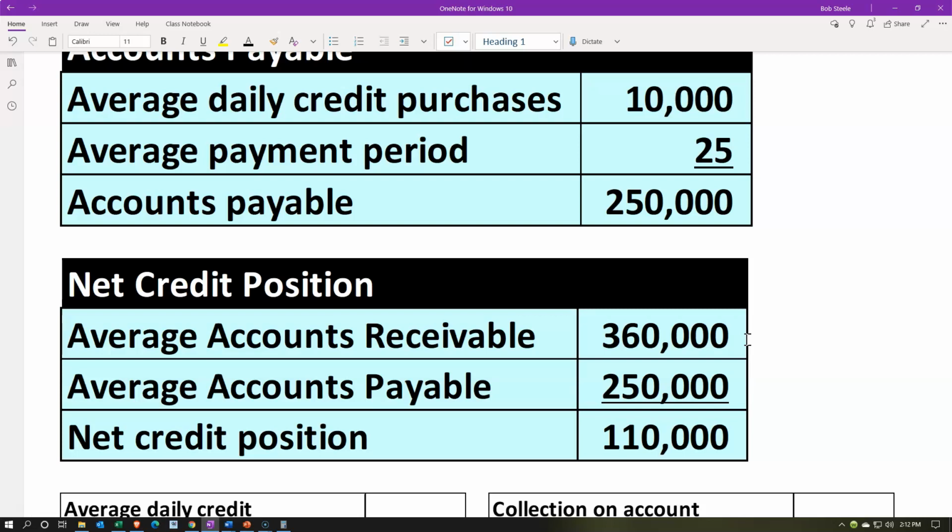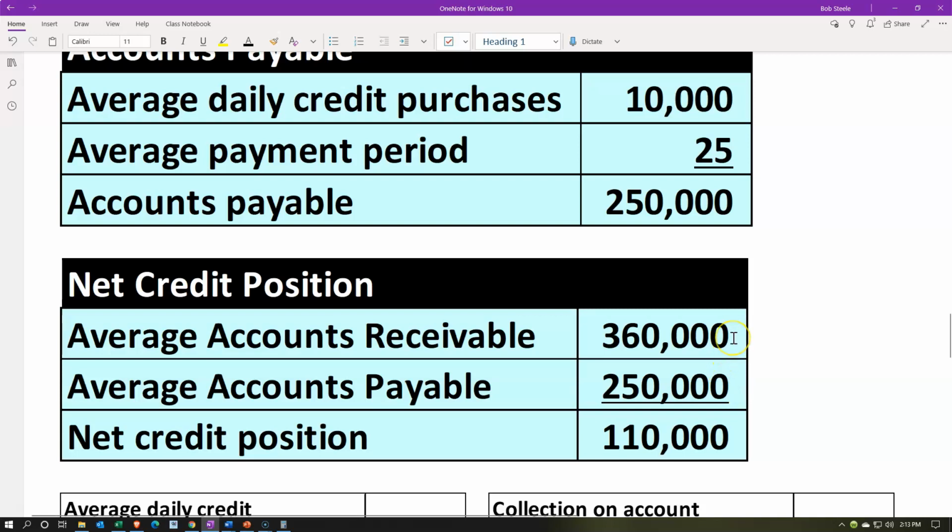Now, we don't want to decrease this number by decreasing sales. Obviously, we want to increase sales, but we would like to then decrease it by collecting on it sooner, so that our net credit position would be leaning more towards the accounts payable being higher, right? So that would be beneficial for us. So we might think about, well, how would we do that?